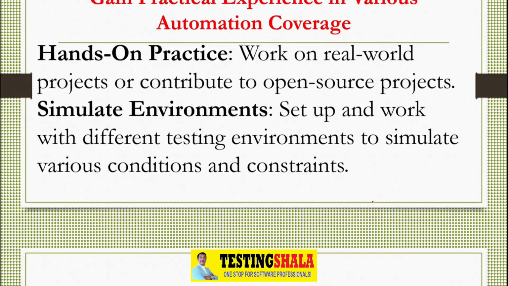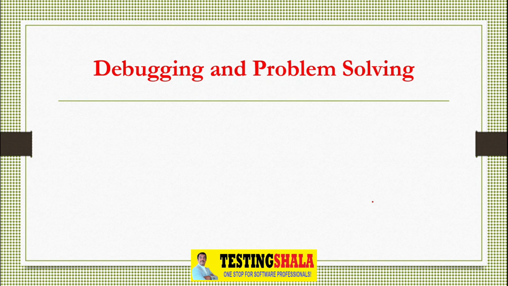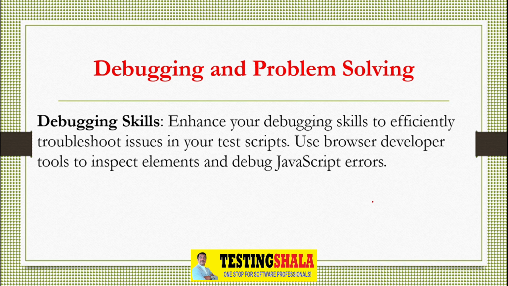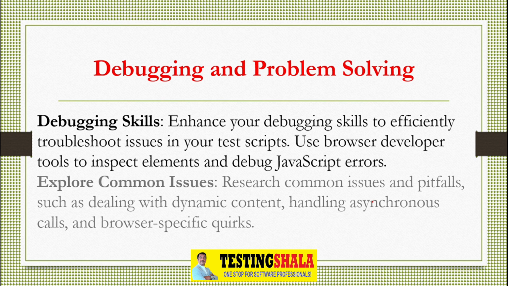And then the next one is that debugging and problem solving is a key thing you should learn as an automation tester. Debugging skills are very crucial, because as you write the code, your scripts may fail, and you should have the ability to debug why the issues are coming. You should troubleshoot the issues in your test scripts as well. That is key. You should be well versed with these debugging skills. You should also be able to handle common issues we face in automation, such as dealing with dynamic content, handling asynchronous calls, or even browser specific issues.